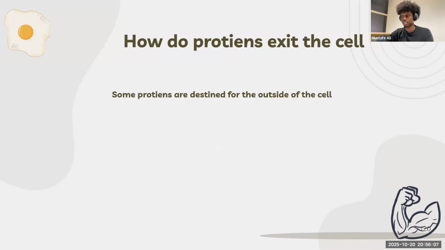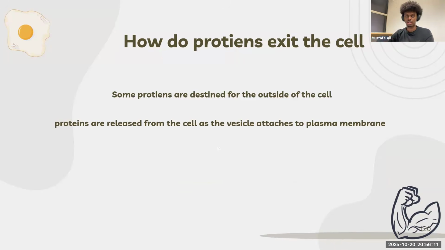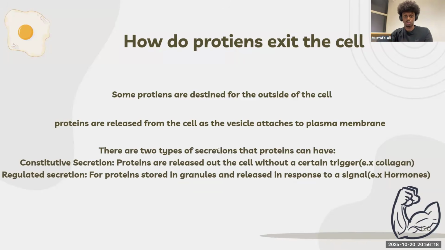Now, how do proteins exit the cell? Some proteins are just destined for the outside, and they're released from the cell when their vesicle attaches to the membrane. There are two types of secretion a protein can have going outside the cell: constitutive secretion and regulated secretion. Constitutive secretion is literally just the release of a protein outside of the cell without a trigger, okay? Without a trigger. It's just released out of the cell.